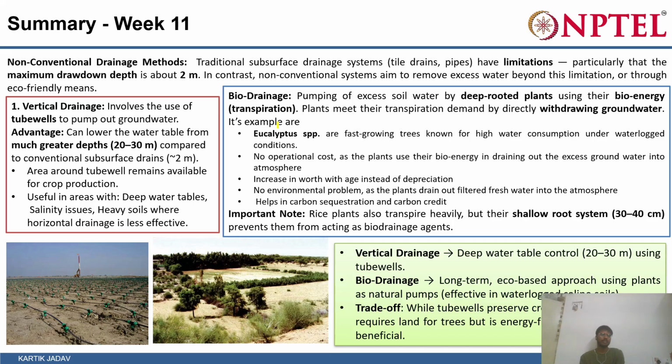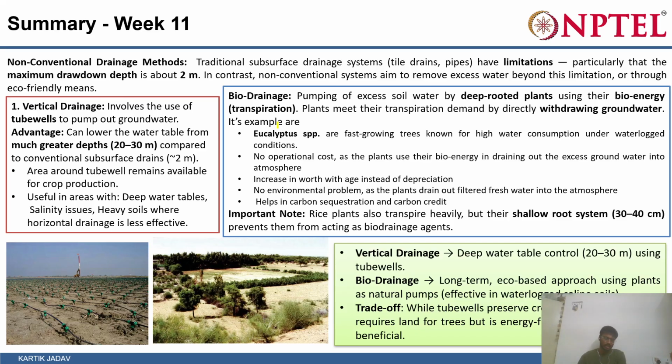And in continuing this, we have also talked about different kinds of non-conventional drainage systems. That is your bio drainage and vertical drainage, and each one of them has different benefits. For example, in vertical drainage you have deep water control, around 20 to 30 meter below the groundwater level using tube well pumping. While in the case of conventional drainage, you have water removal only from 1 or 2 meter below the groundwater surface, depending on the installation, right?